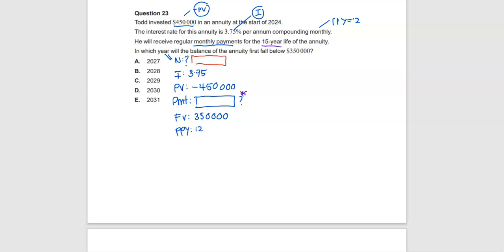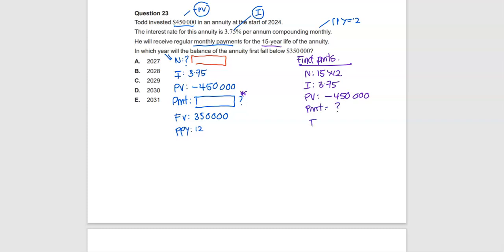Now, because they told me it lasted for 15 years, I'm going to find what the payments were. So this annuity would have lasted 15 years, with monthly payments, so PPY is 12. We know the interest rate was 3.75. We know PV was the money invested. Now, the payment is what I'm trying to find out.